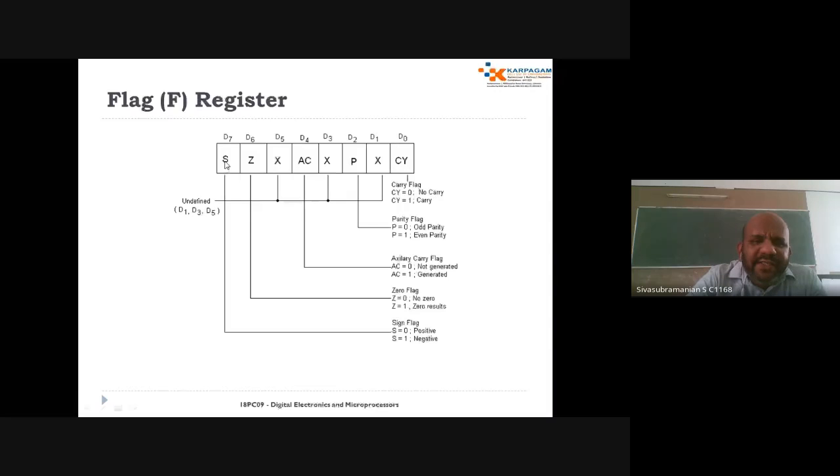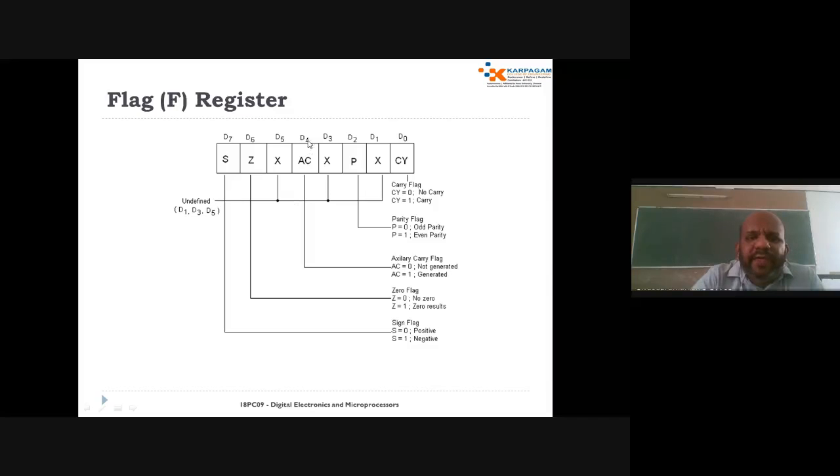Your S stands for sign, Z for zero, and X is for don't care cases. These are undefined, right? When I say out of 8 we are going to use only 5, the 3 which are D1, D3 and D5 are undefined, so they are kept vacant. D4 is the auxiliary carry, D2 is the parity flag, and D0 is the carry flag. Right. So what is each of these flags?